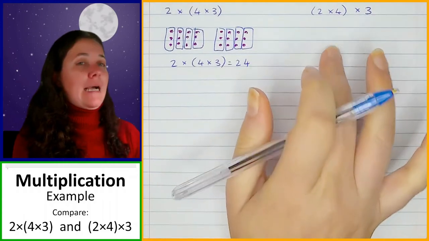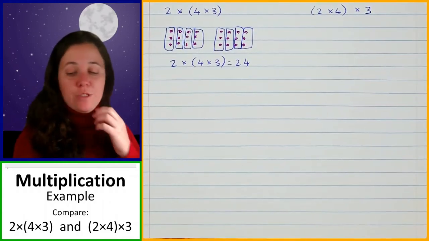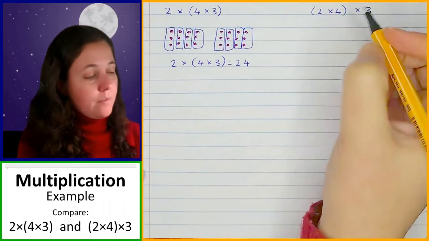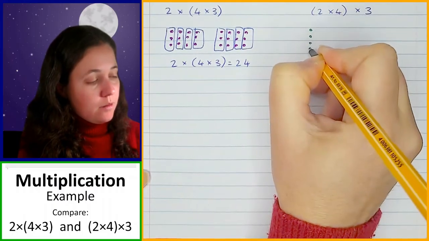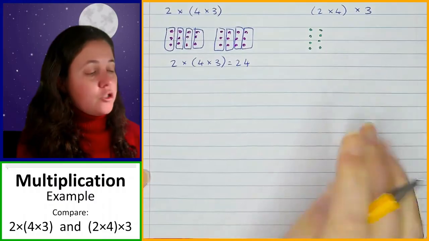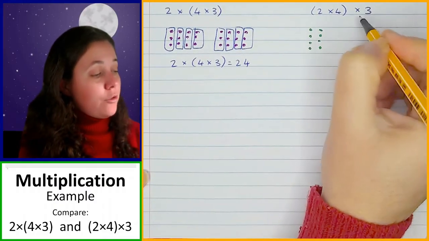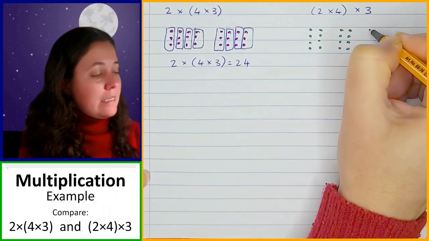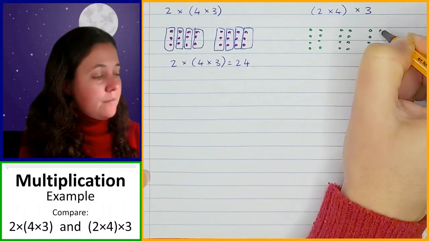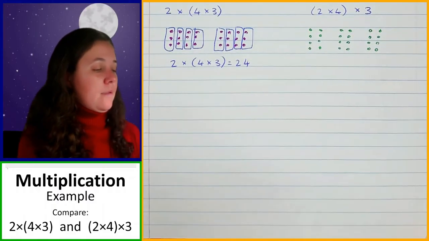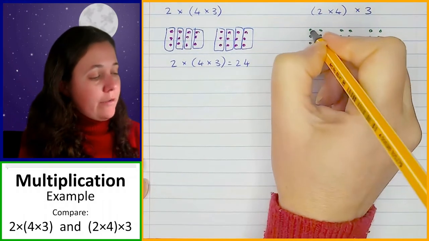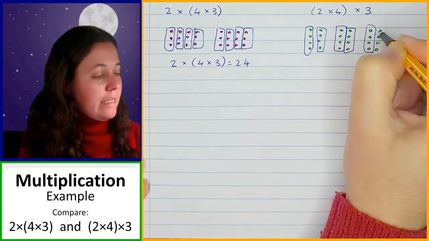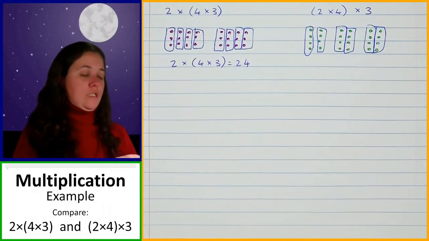Okay, now let's have a look at the one where we group the 2 and the 4 together first. So here I have got 2 groups of 4, and then I have 3 of those all together. So I've got another set like that, and another set like that. Okay, so here I've got my groups of four. Each set has two groups of four, and there are three sets altogether.